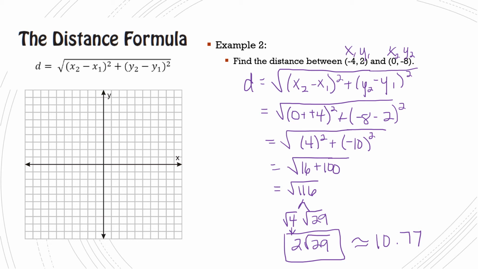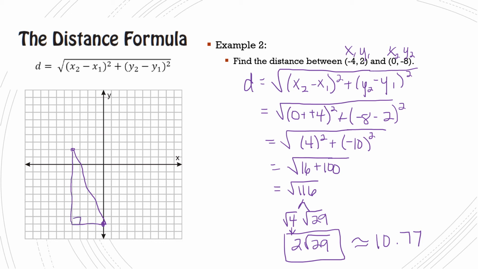So now, let's try it on the graph. We're going to start by plotting both points, so negative 4, 2, and then we have 0, negative 8. So 1, 2, 3, 4, 5, 6, 7, 8. Oops, my negative 4, 2 went away. And then again, we're going to want to connect those two. Forgive me if my line isn't the straightest. Once I connect them, we're going to want to make a triangle, so drop it straight down and go straight over.